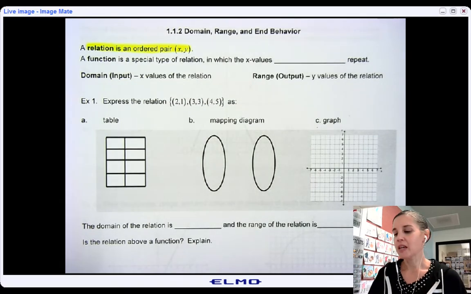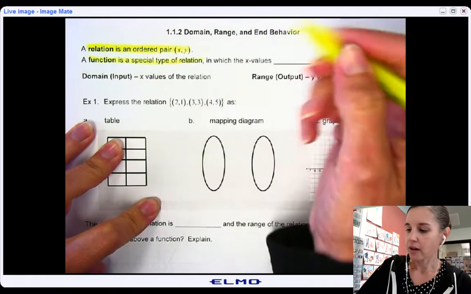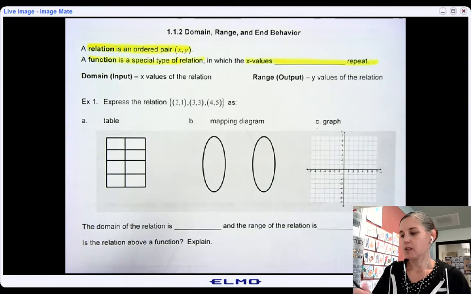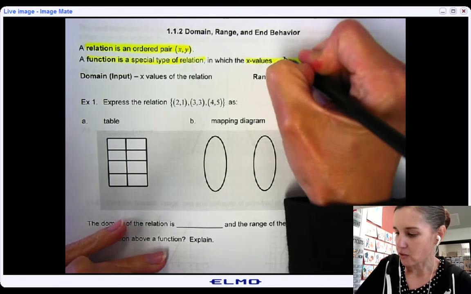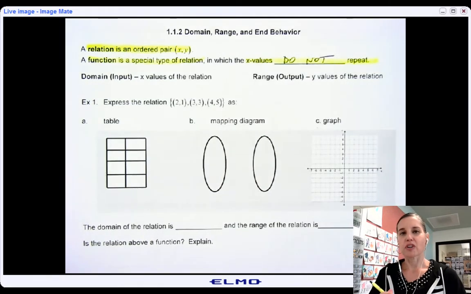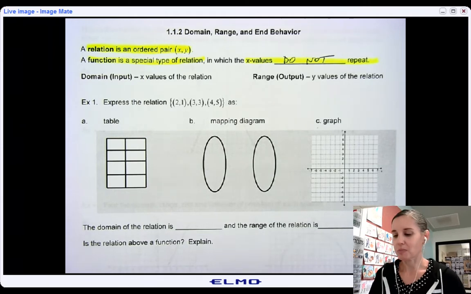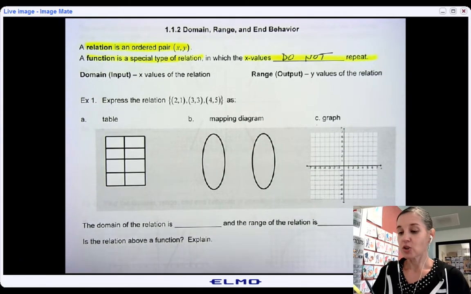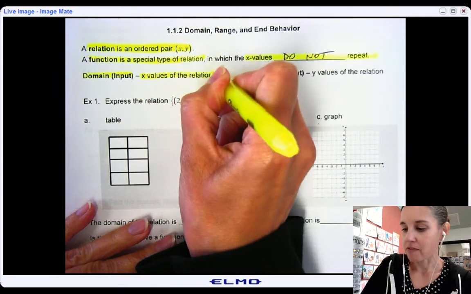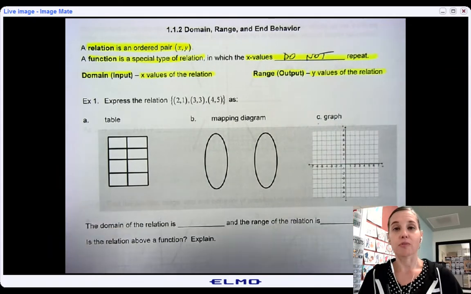A function is a special type of relation where your x values do not repeat. Again, the x values do not repeat because the definition of a function is for each x, there is only one y, which means x's don't repeat. So the domain, or the inputs, are going to be our x values of the relation, and our range, or our outputs, are going to be the y values of the relation.